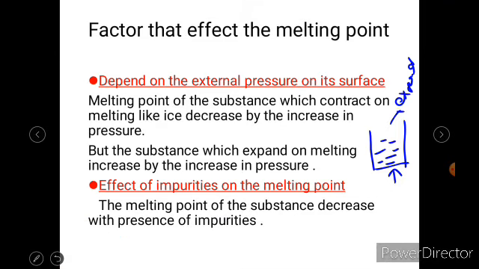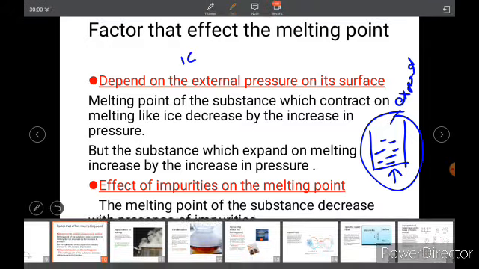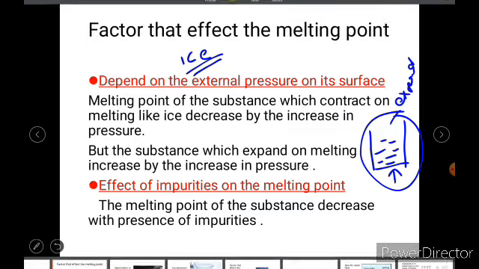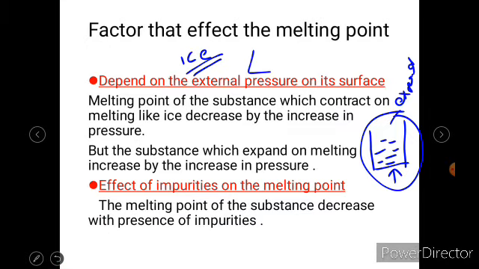But instead of taking water, let's talk about the ice. Now we know that ice is a solid. If we start heating it, we will see that instead of expanding, it starts contracting. So this ice has a different property than the others.